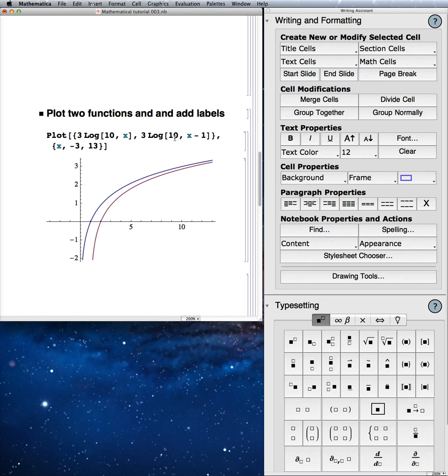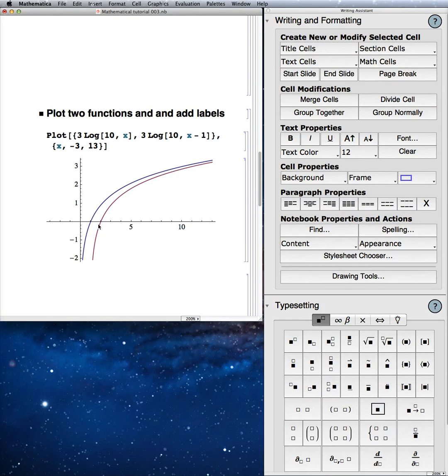Similarly, we enter 3 times the log of x minus 1 to the base 10. And we put these two functions separated by a comma inside of curly braces. And then after another comma, we indicate the range we wish to graph the function for. So we're going to graph it for x ranges from -3 to 13. Of course, log x base 10 will not be drawn until x is greater than 0, and log x minus 1 base 10 won't be drawn until x is greater than 1.